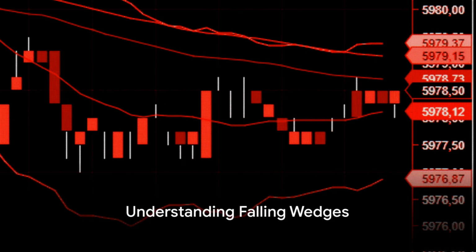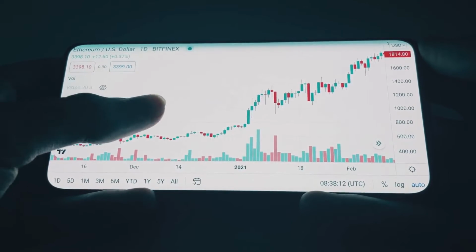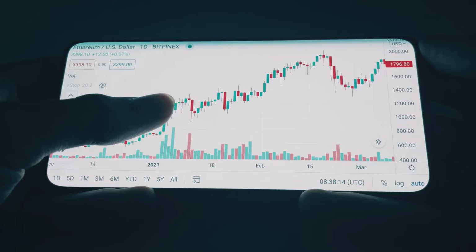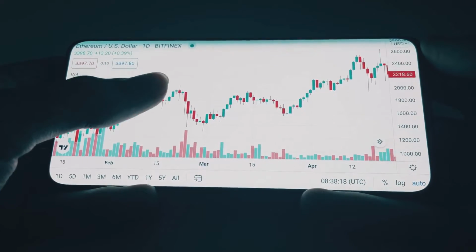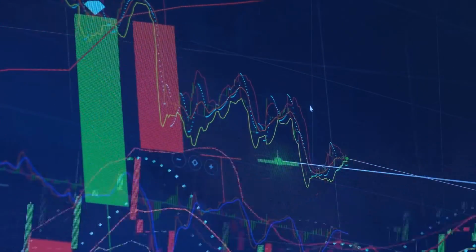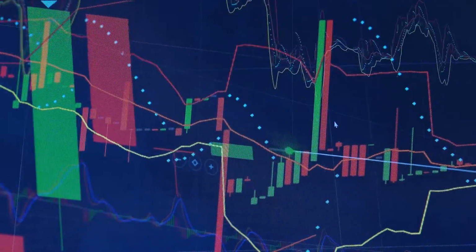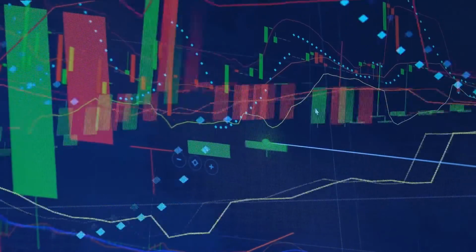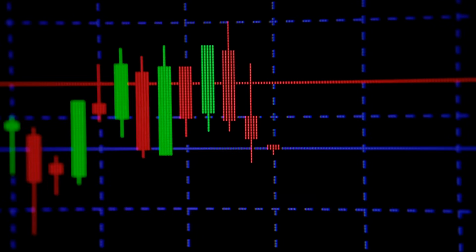First, let's focus on falling wedges. A falling wedge, as the name suggests, is a chart pattern that takes shape when price movements tend to converge downwards, forming a sort of downward sloping triangle or a wedge. So, what's happening here? Essentially, market prices are oscillating between lower highs and even lower lows, drawing closer together as the pattern progresses. Now, don't let the downward direction fool you.